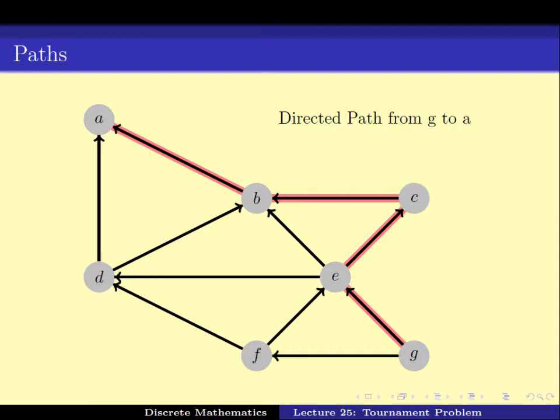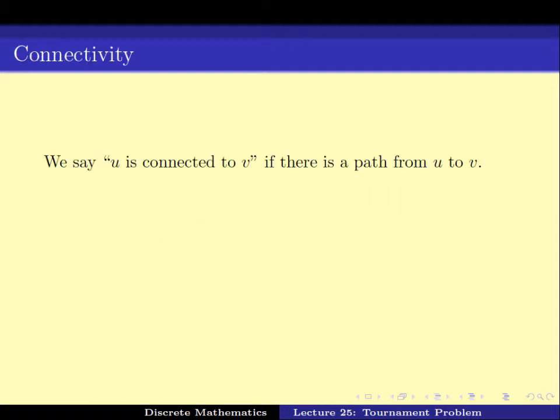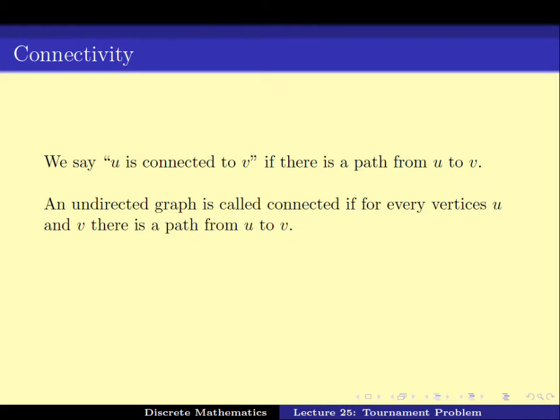In an undirected graph, or rather in any graph, we say U is connected to V if there is a path from U to V. In an undirected graph, this concept of connectedness forms an equivalence relation, and if there is a path from U to V, there is a path from V to U.